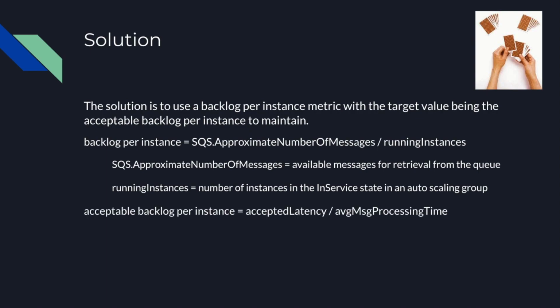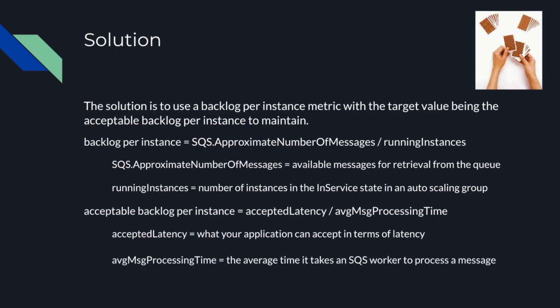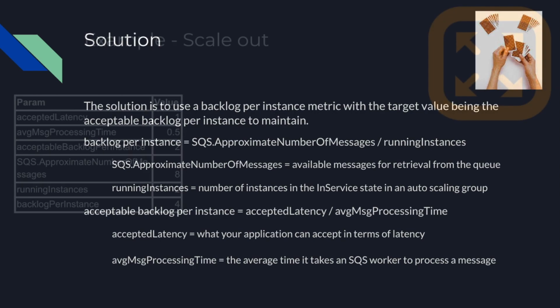Acceptable backlog per instance equals the accepted latency divided by the average message processing time. Accepted latency is what your application can accept in terms of latency. Average message processing time is the average time it takes an SQS worker to process a message.